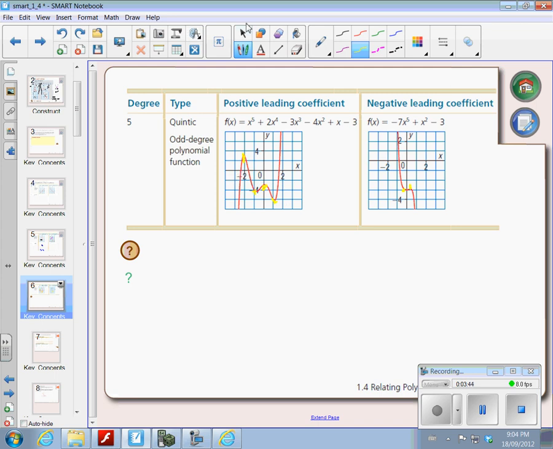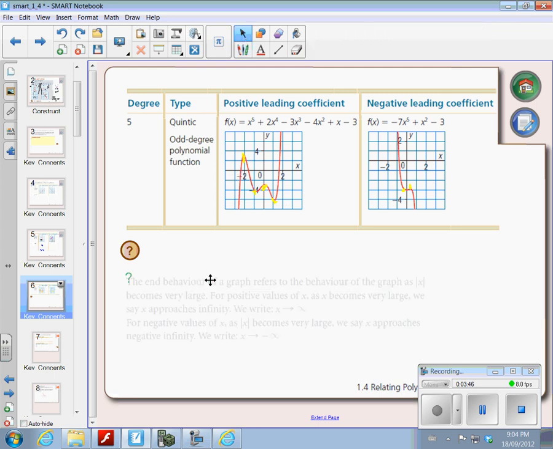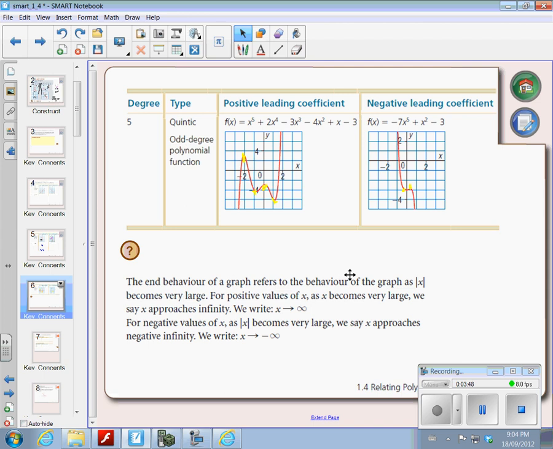So at the bottom here it says, the end behavior of the graph refers to the behavior of the graph as absolute value of x becomes large. For positive values of x, as x becomes large, we say x approaches infinity. X approaches infinity is written with this notation. X goes to infinity. And the same can be said for negative values. We'll talk about that more in this lesson as it continues.